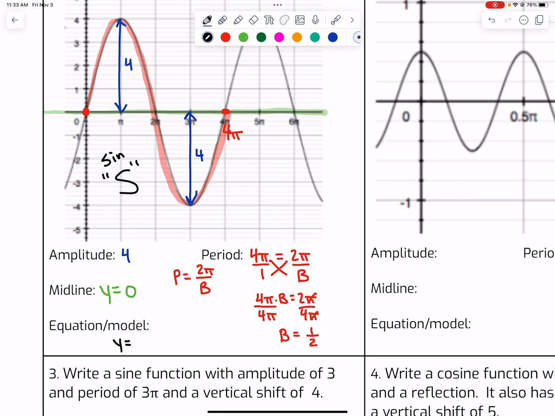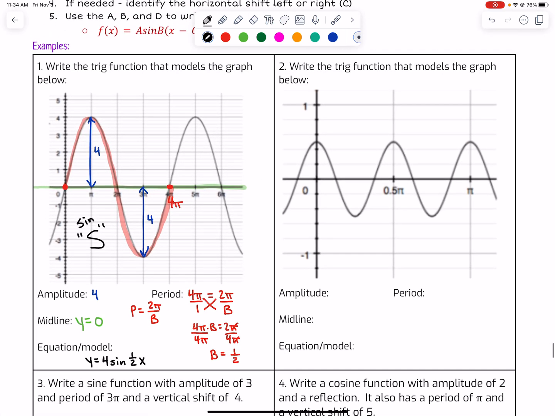So I'm going to put 4 was the amplitude. I know it's a sine function. Then the b value was 1/2, so it's sine 1/2 x. And I know it did not shift up or down because my midline was just 0. So that's it for my equation. Let's look at another one.